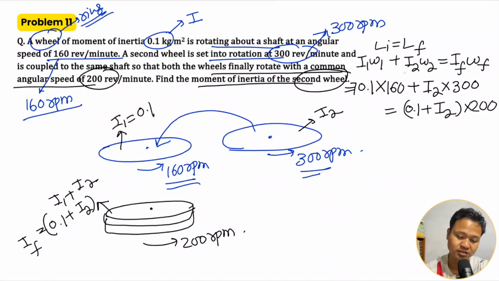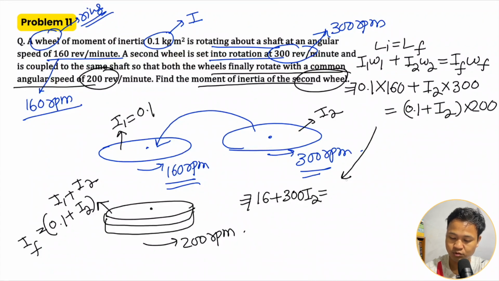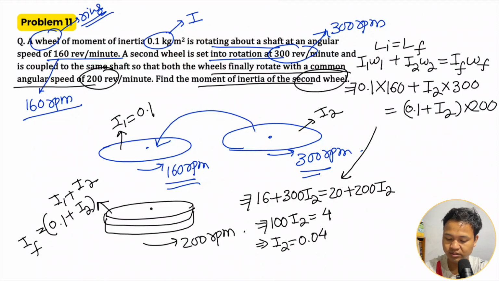Now there is only one variable, I2, so we solve it. Open the bracket and solve this one. So what will you get? 16 plus 300 I2 should be equal to 0.1 into 200, so 20, plus 200 I2. Transfer 200 I2 to one side and 16 to the other side. So I will have 100 I2 equal to 4, that is 20 minus 16, so 4. Therefore I2 is 0.04 kg meter squared.